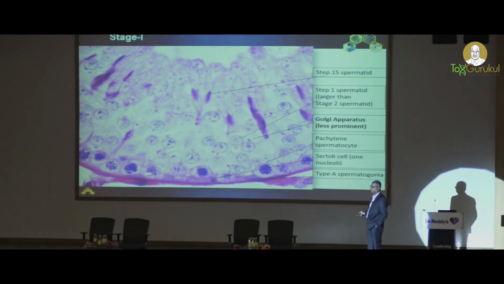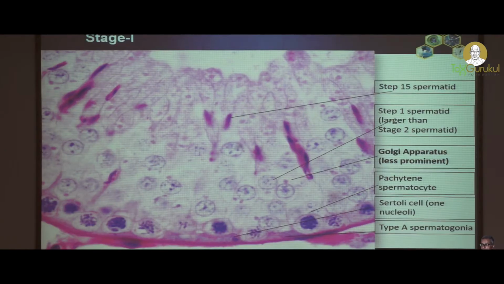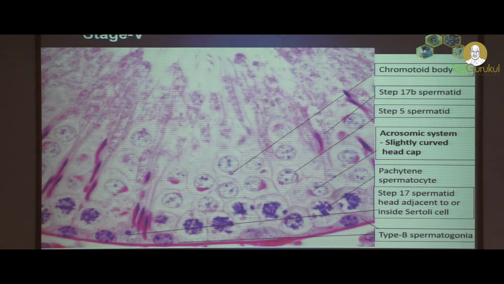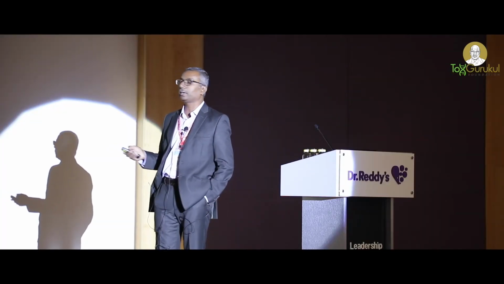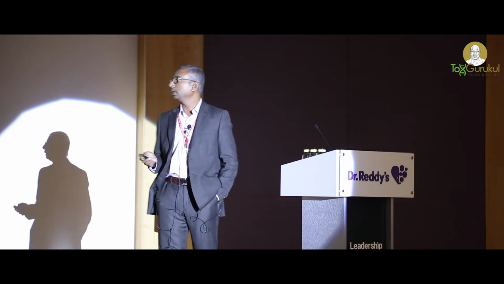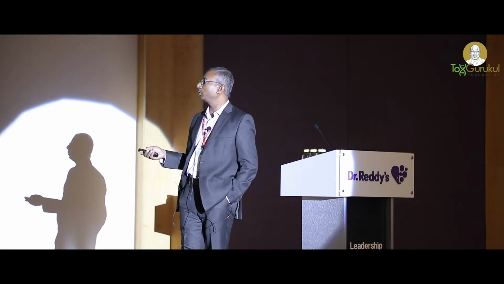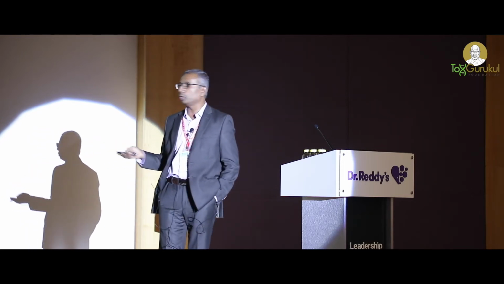And note the size of the pachytene spermatocytes. By stage 5, they are increased in size. In fact, differentiating stage 1 to stage 4 is not an easy thing, even for a well trained pathologist. But by stage 5, the pachytene spermatocyte size has increased and a prominent nucleolus is seen. But the most important aspect that we consider is the acrosomic system, which is already like a head cap on the nucleus of the step 5 spermatids, and then you see the type B spermatogonia.